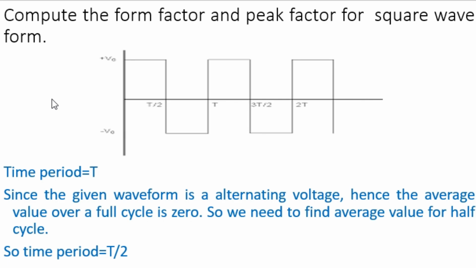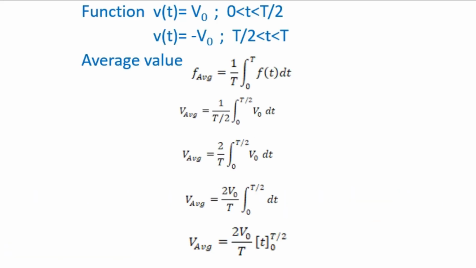Therefore the time period is equal to T by 2. The function v of t equals v naught, with the time varying from 0 to capital T by 2, where v of t equals minus v naught from capital T by 2 to T.